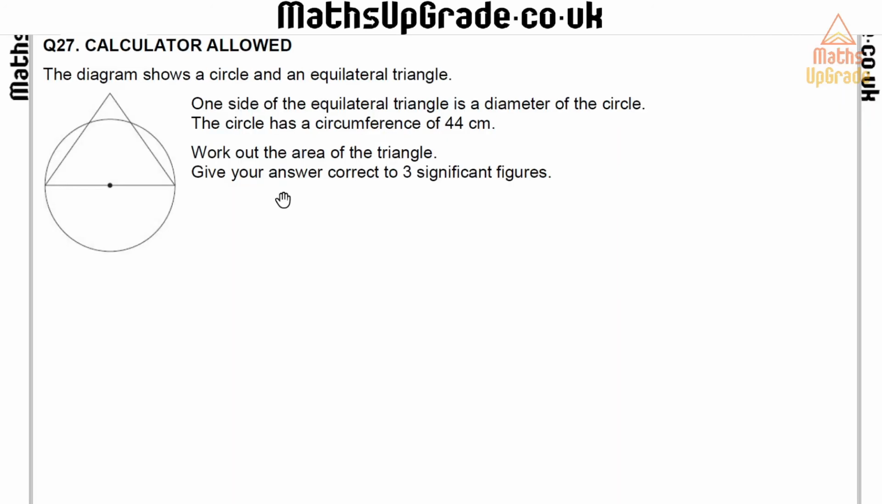So question 27 has given me a circle and an equilateral triangle. One side of the equilateral triangle is the diameter of the circle. The circle's got a circumference of 44. Work out the area of the triangle.